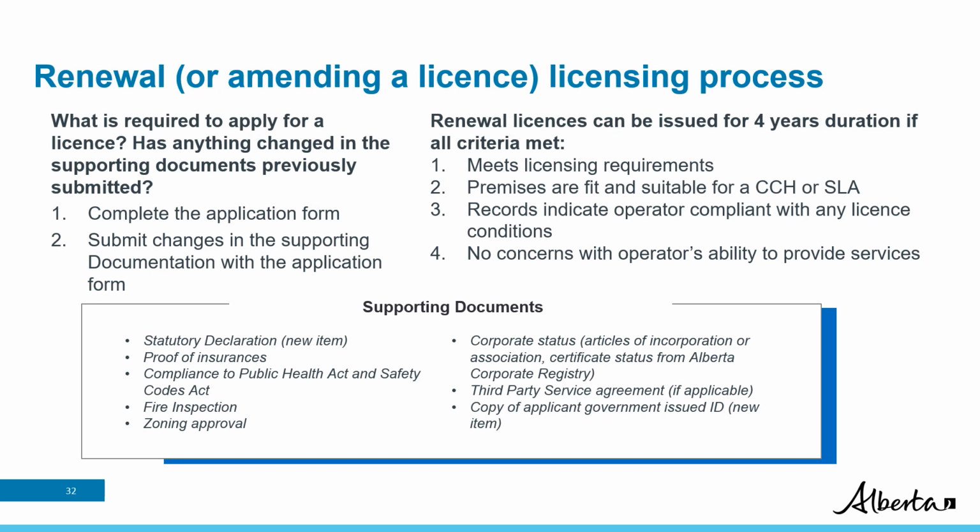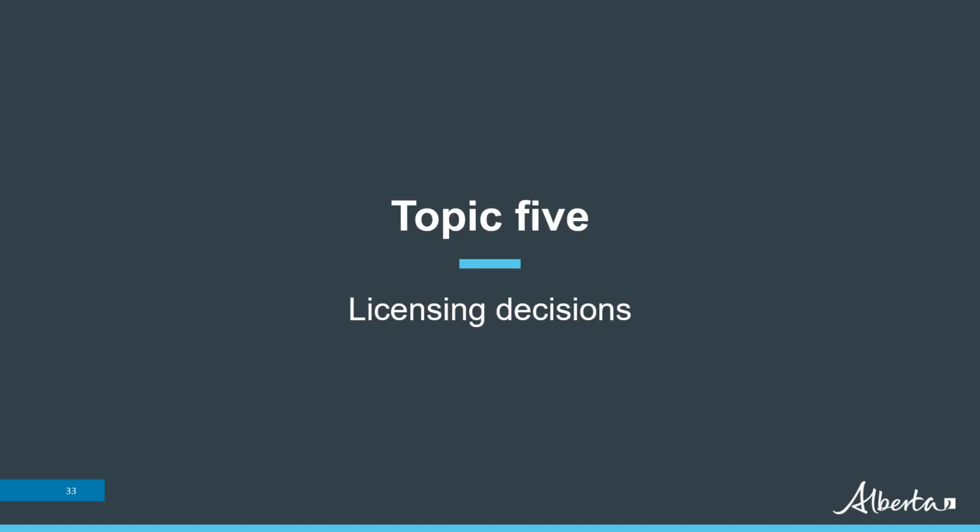To note, when renewing a license, environmental public health and fire inspections should not be older than 5 years. Zoning approval is required if there is a change in use. If there are renovations or a change of use, safety codes approval is required. Topic 5.